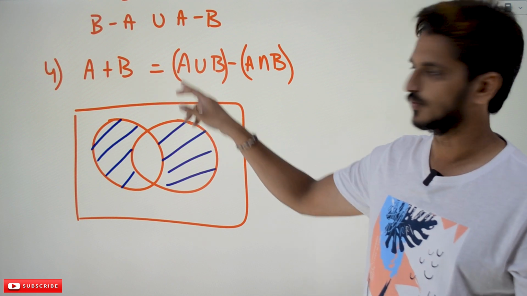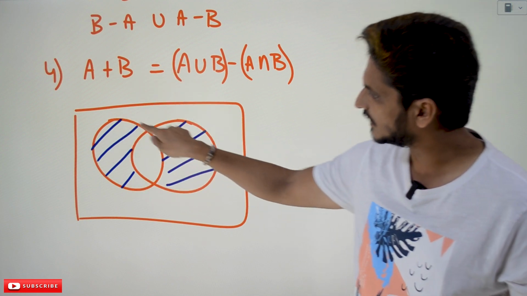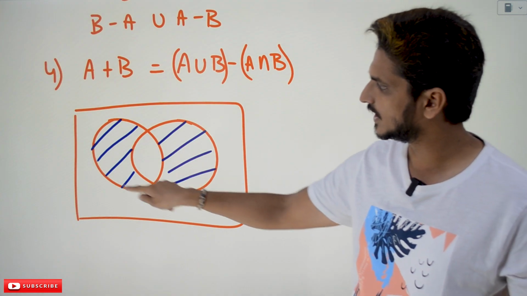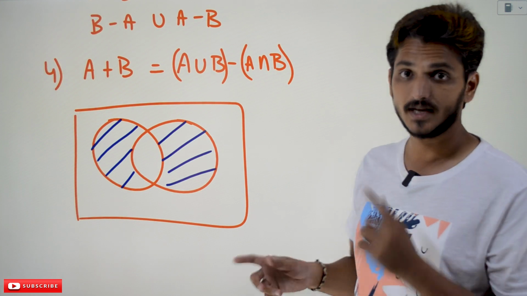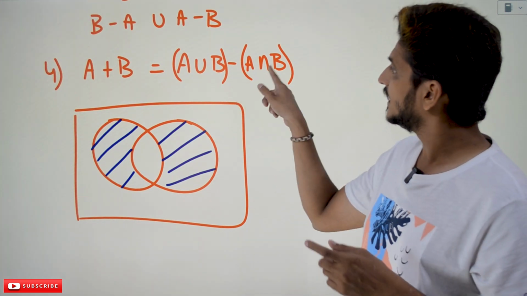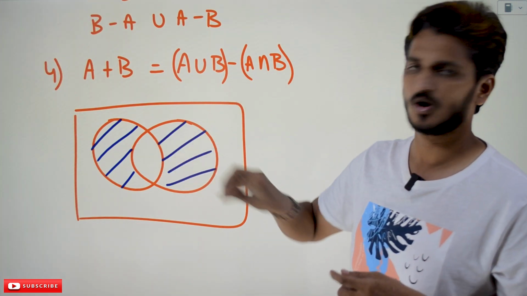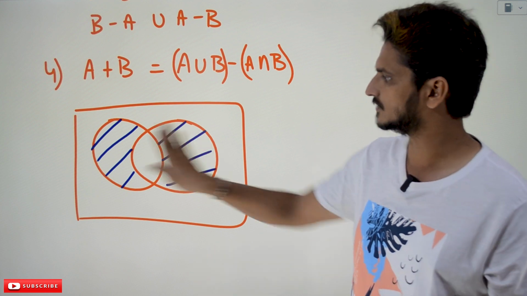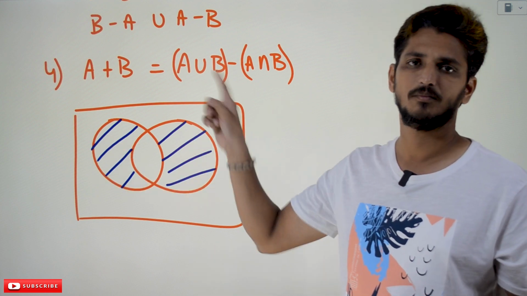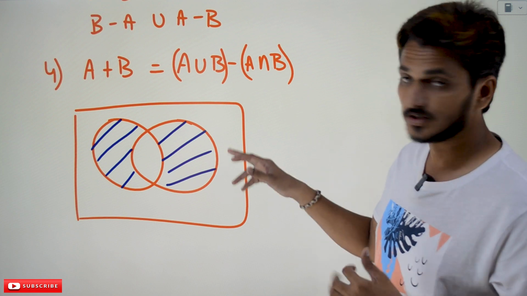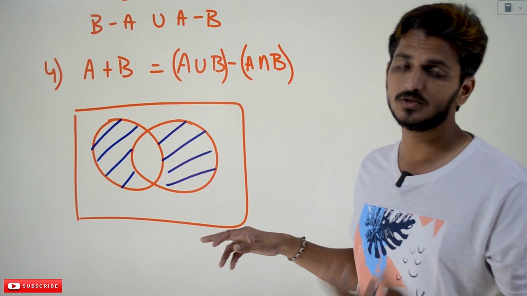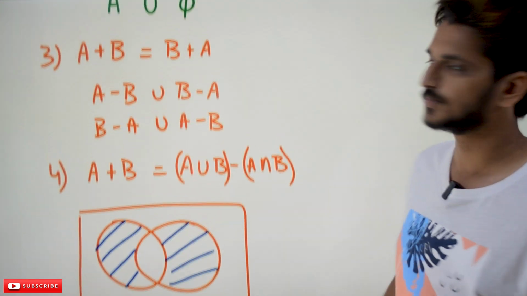Symmetric difference is equal to, what is A union B? This entire area, all the elements that are present here, we call A union B. Minus, from that you have to subtract A intersection B. What are the common elements? What's the remaining area? This and this. Both are the same. So these are the properties you have to know about symmetric difference. Hope you understand these properties.